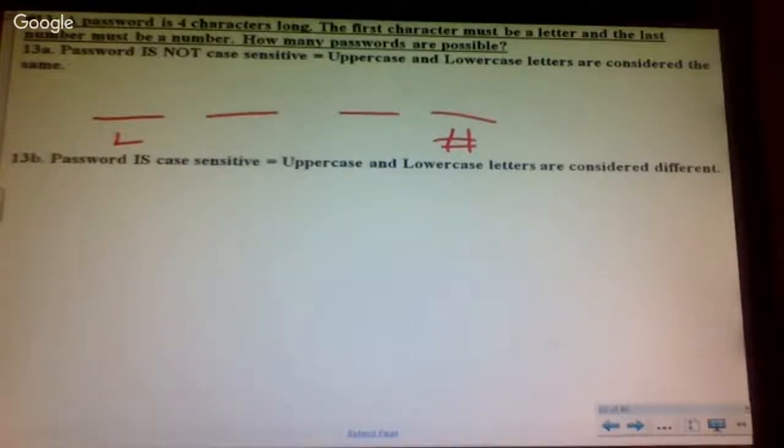So I can put an uppercase L or a lowercase L. How many letters do we have to choose from? 26. How many numbers do we have to choose from? 10. In between, I can pick a letter or a number, so I have 36 options.